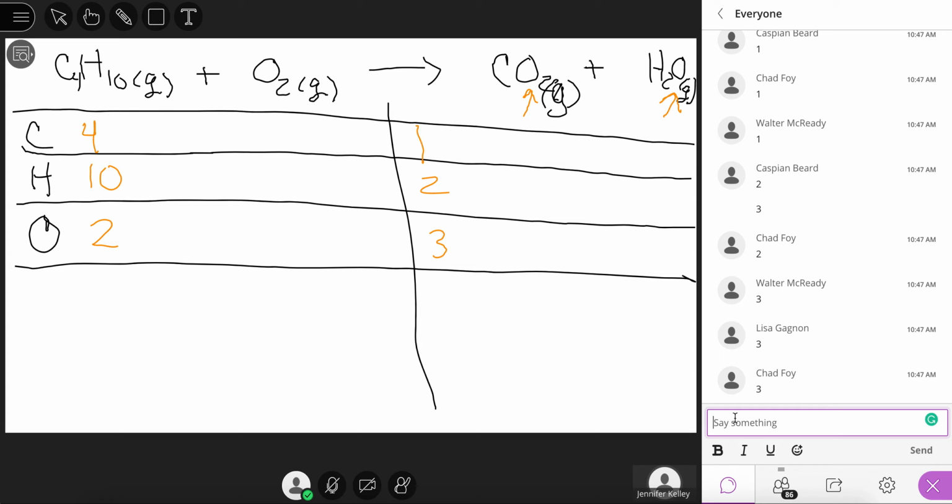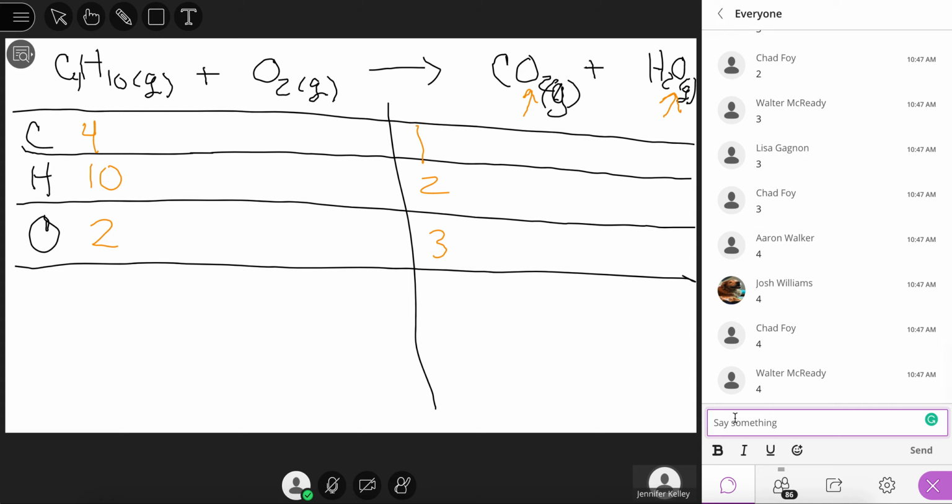So we're going to start balancing with the carbon. What am I going to put in front of the CO2 on the right? A 4. Good. Now I'm going to count them again. So I've got 4 carbon. I've got 8 oxygen, because this is 4 times this coefficient of 2. And then I still have 2 hydrogen. So the carbon is balanced. That's nice.